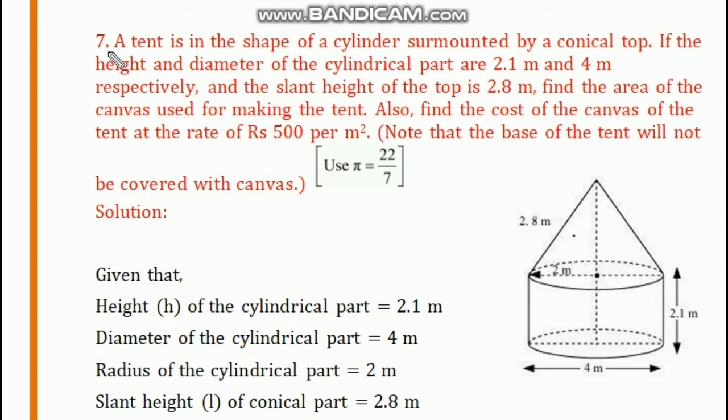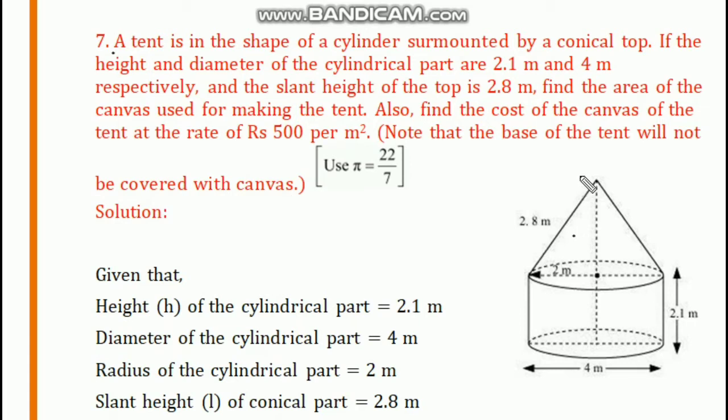Students, let's discuss exercise 13.1. Seventh sum. A tent is in the shape of a cylinder surmounted by a conical top. If the height and diameter of the cylindrical part are 2.1 meter and 4 meter respectively, and the slant height of the top is 2.8 meter, find the area of the canvas used for making the tent. Also find the cost of the canvas of the tent at the rate of rupees 500 per meter square. Note that the base of the tent will not be covered with canvas.